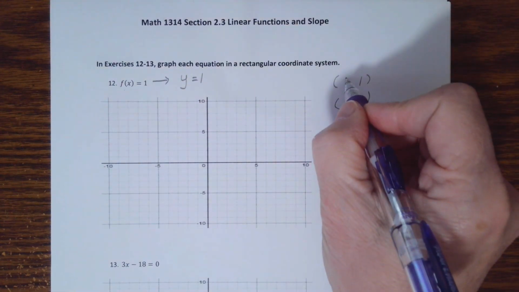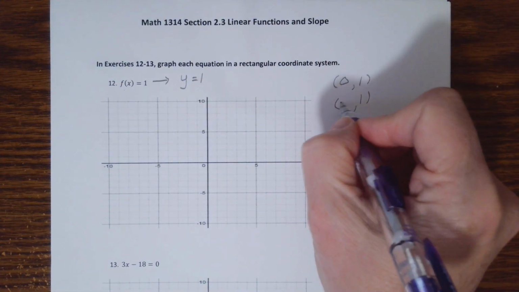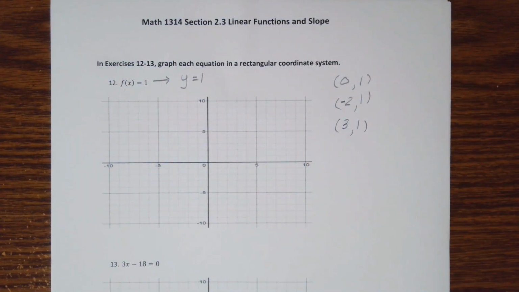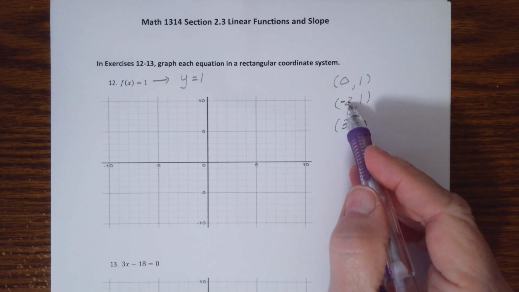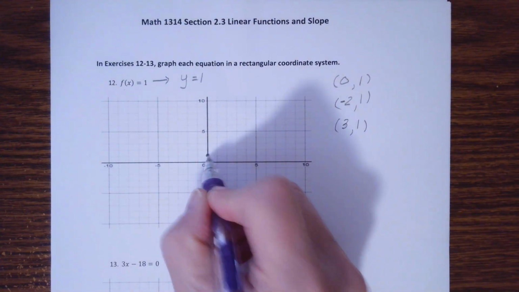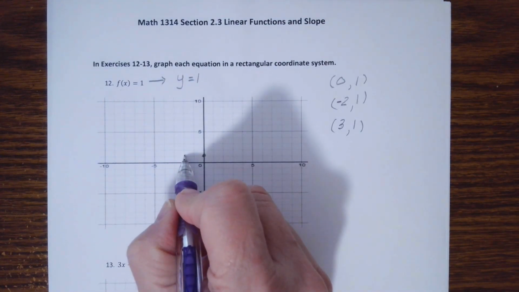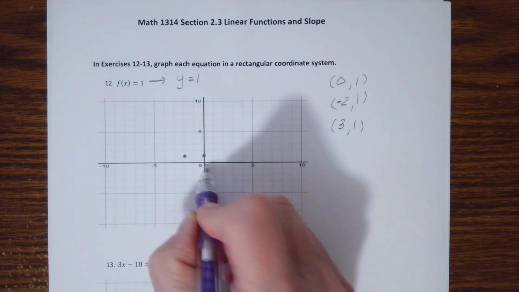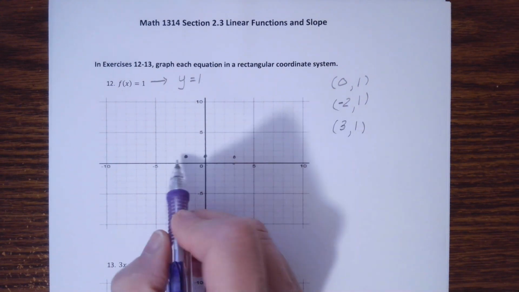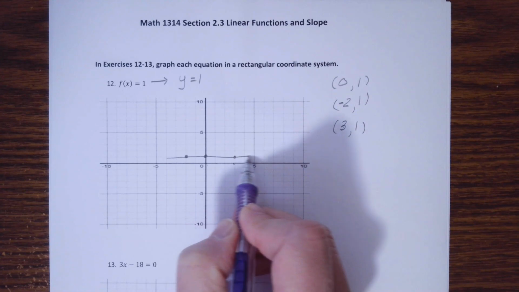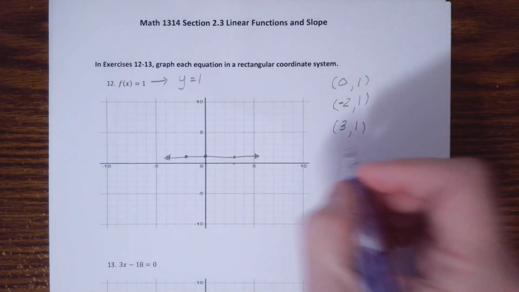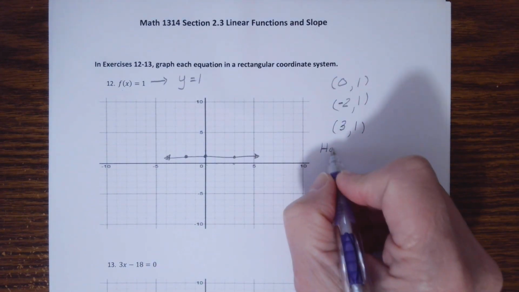So I'm going to choose 0. I'm going to choose negative 2, and I'm going to choose 3. Just to make it, I've got my 0, a negative x, and a positive x. So here I have 0, 1. Here I have negative 2, 1. And here I have 3, 1. Connect the dots. So here is my equation for a horizontal line.